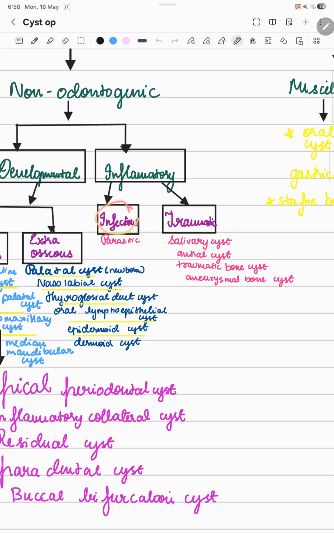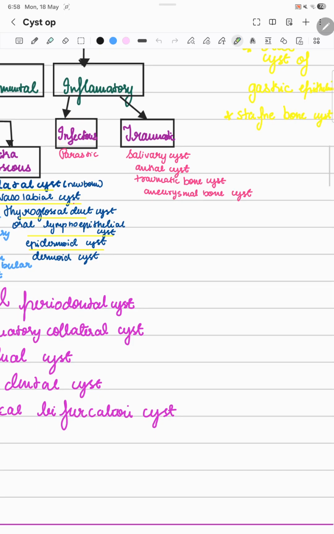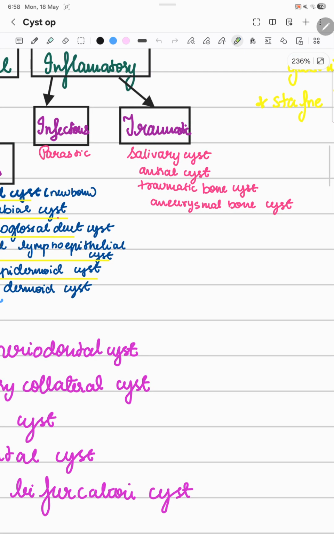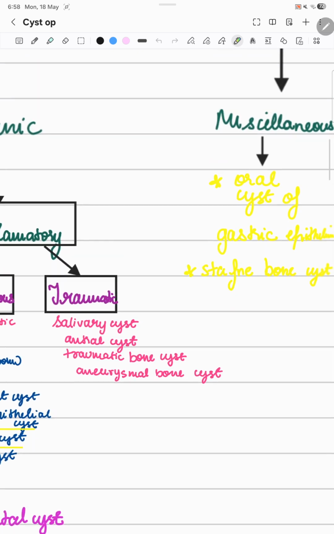In infectious cyst you have parasitic cyst, and in traumatic there are three: the traumatic bone cyst, aneurysmal bone cyst, and antral cyst. One is the salivary gland cyst, antral cyst, traumatic bone cyst, and aneurysmal bone cyst.